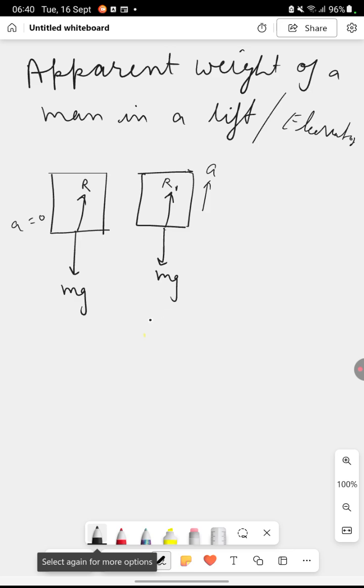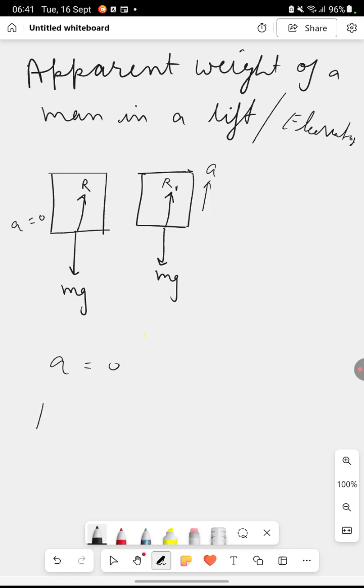When the elevator or lift is at rest, then mg will be balanced by the reaction force R. This means the acceleration of the person in the elevator will be zero, because the elevator is at a position of rest. So the net force will be zero. Acceleration is zero.